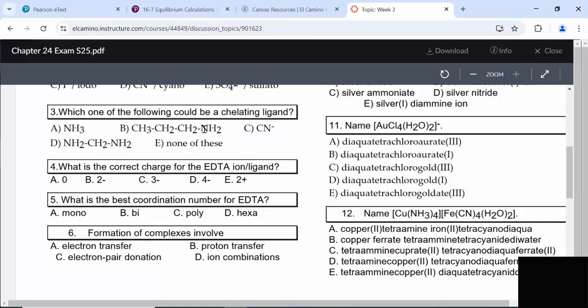B, there's only one donor atom on B, which is nitrogen over here. Everything else doesn't have any lone pairs. And so none of these is the correct answer.